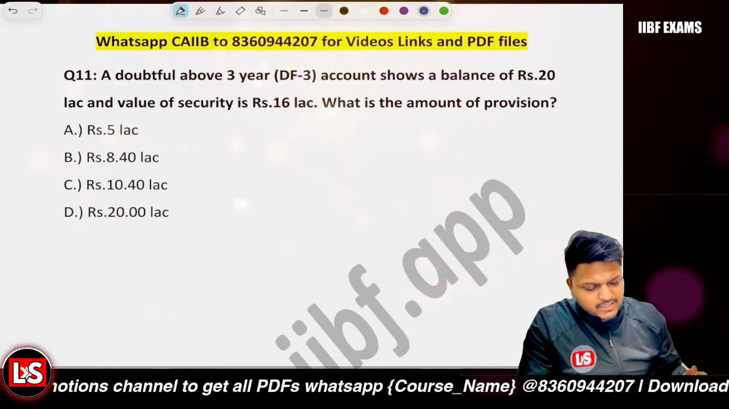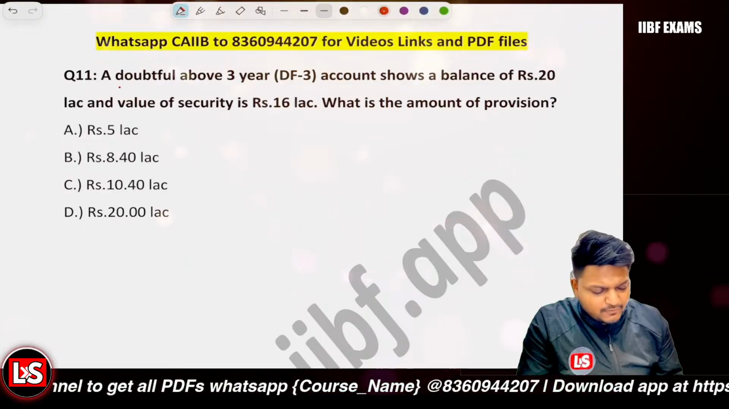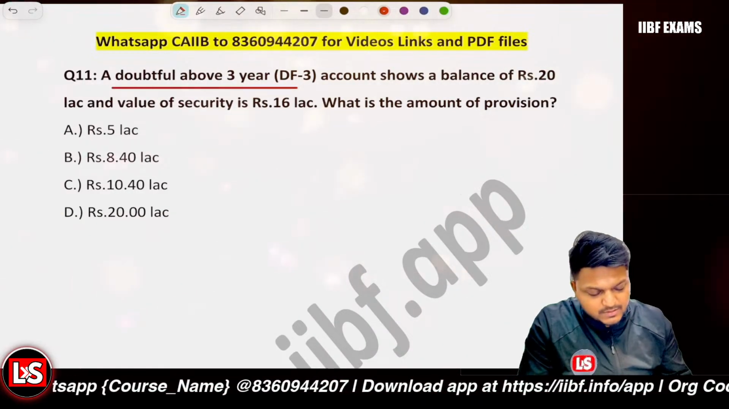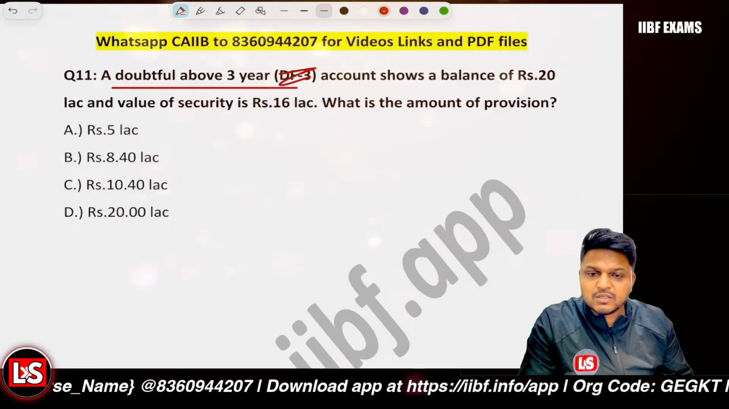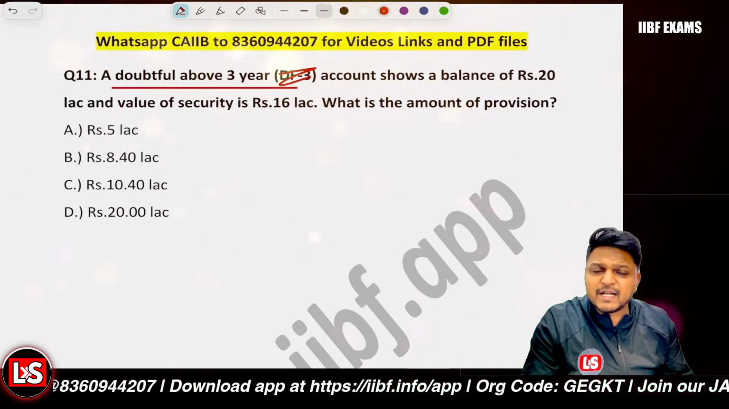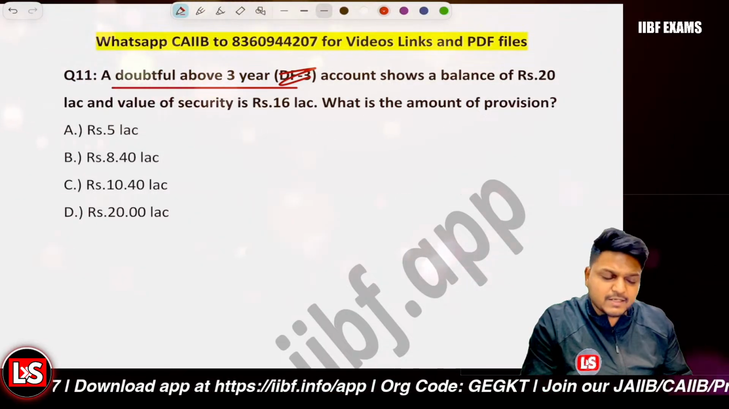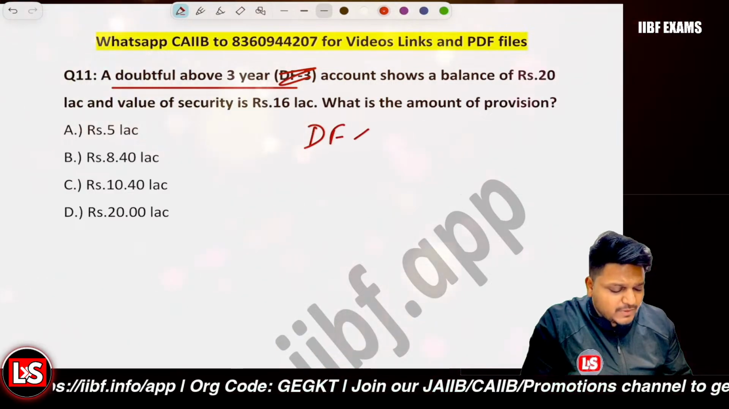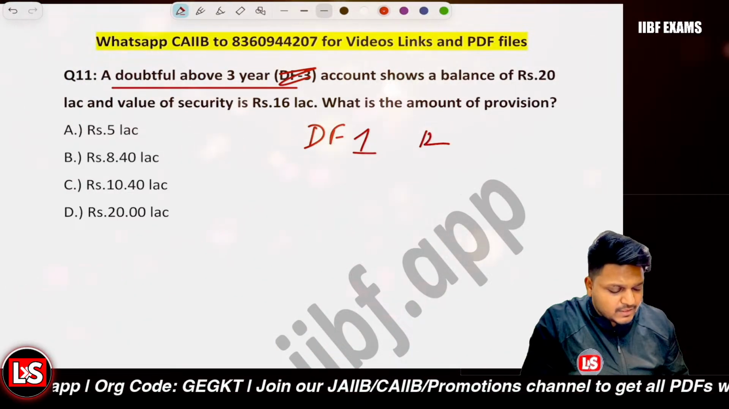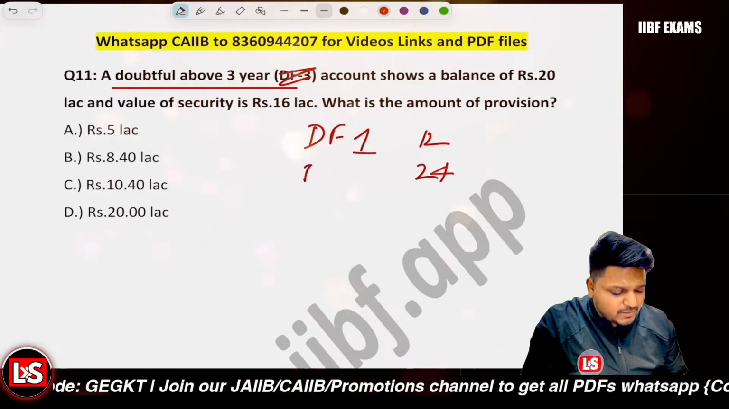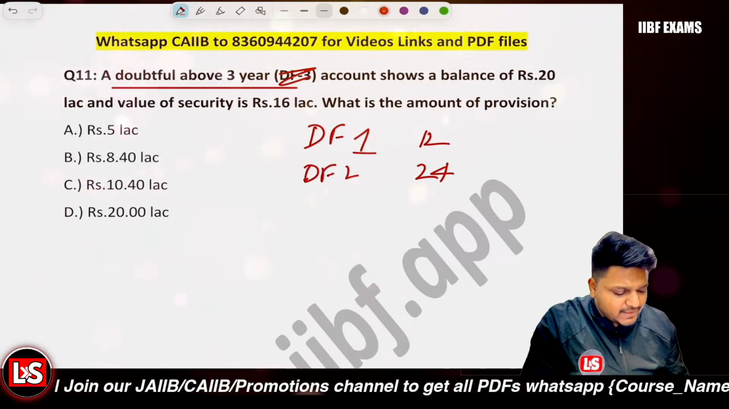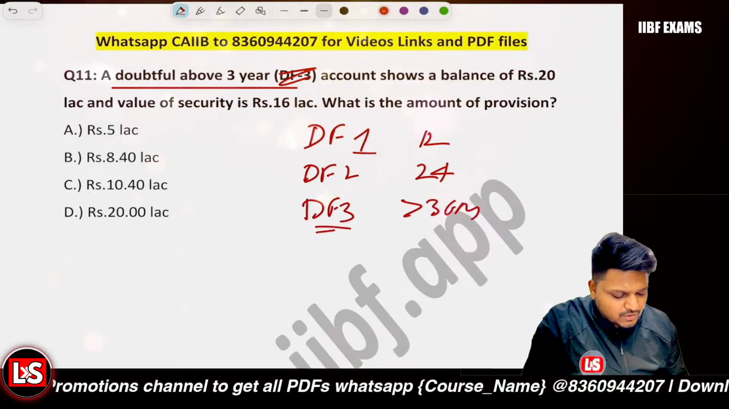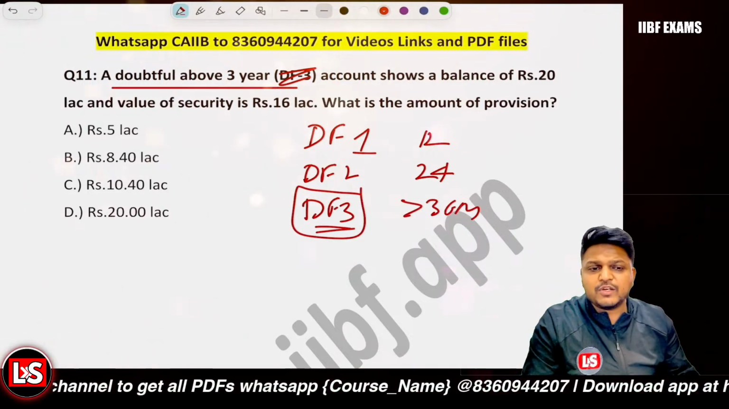The next question says a doubtful above 3 years. Even if this is not mentioned, we should identify whether it belongs to DF3 or what category. Up to 12 months, it remains under DF1. For the next 24 months, it will remain under DF2. And greater than 36 months, it will be under DF3. So now the account belongs to the DF3 category.